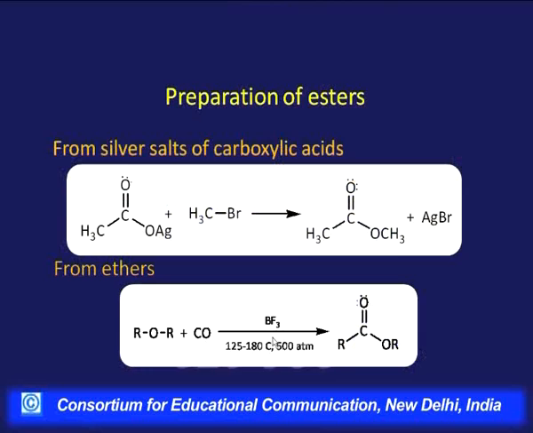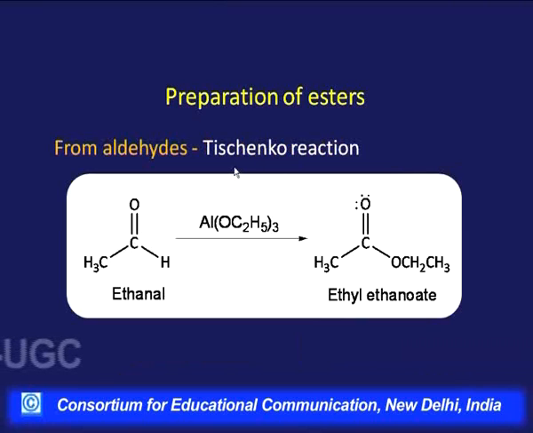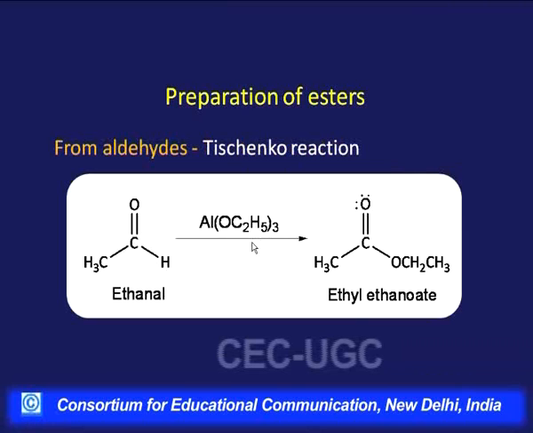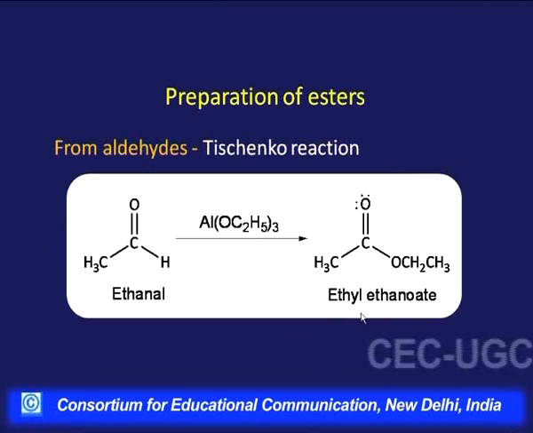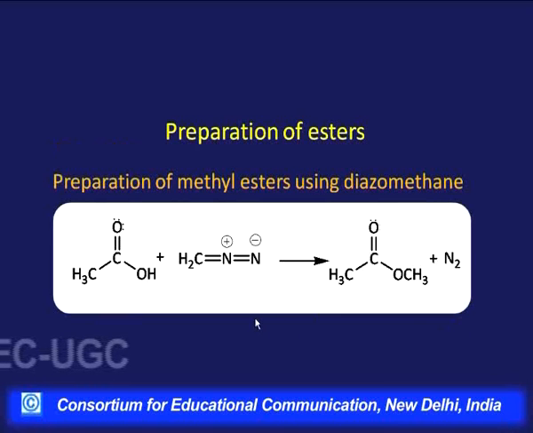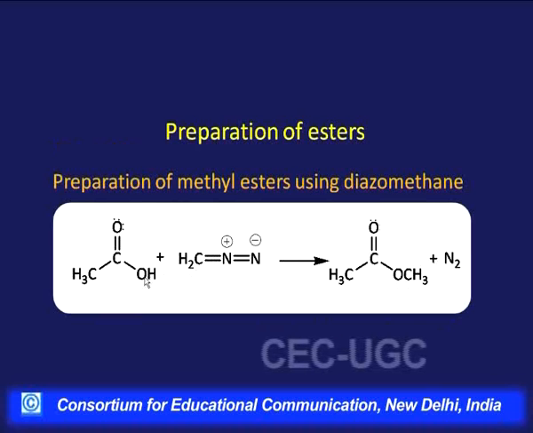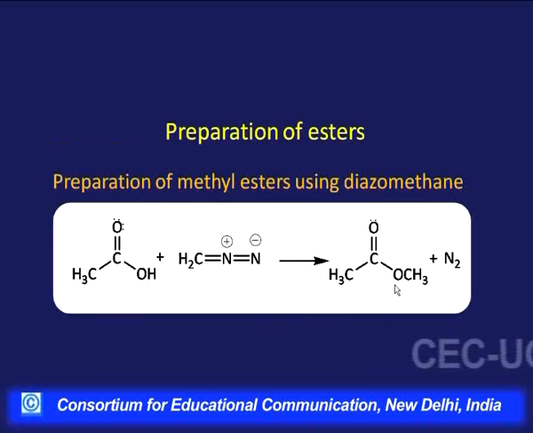Then ethers can also condense with carbon monoxide in presence of boron trifluoride to give esters. And there is the Tishenko reaction, which we have studied in aldehydes. In presence of aluminum alkoxide, aldehydes react to give esters in one step. And diazomethane can also be used for the preparation of esters. Diazomethane gives the CH2 group, which gets introduced between O and H, and we can get methyl esters only.